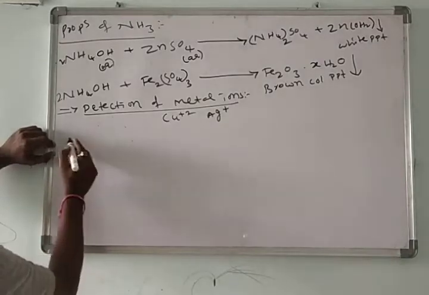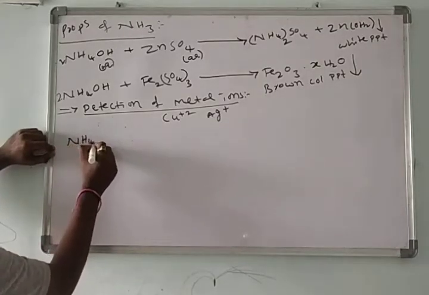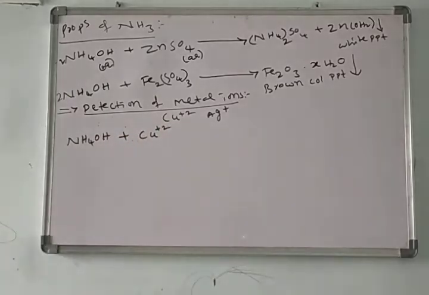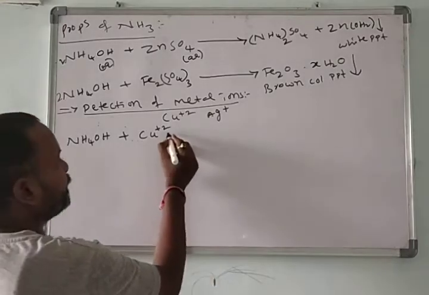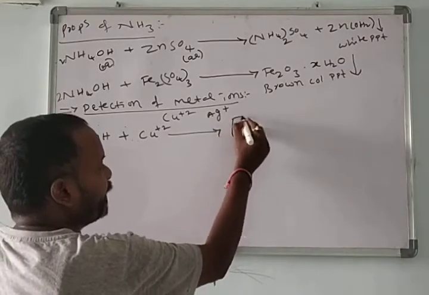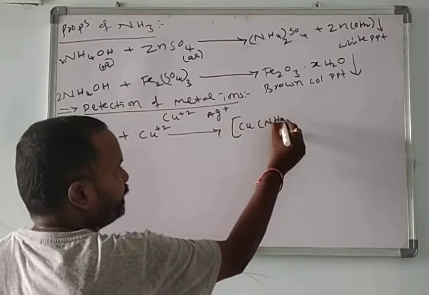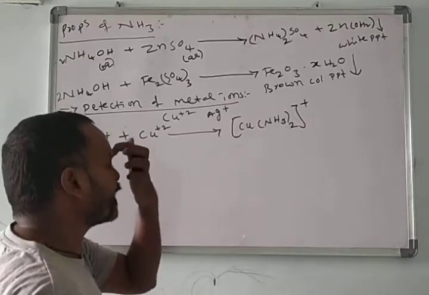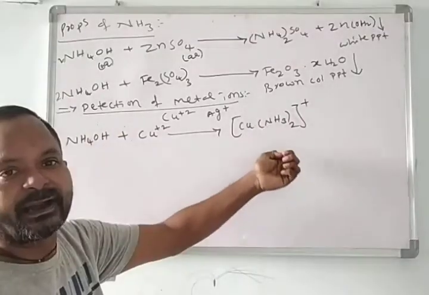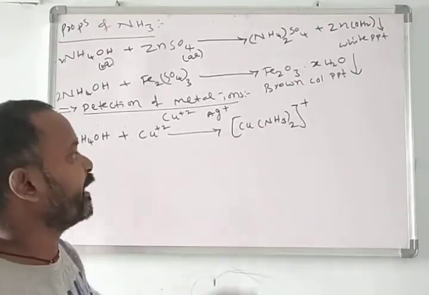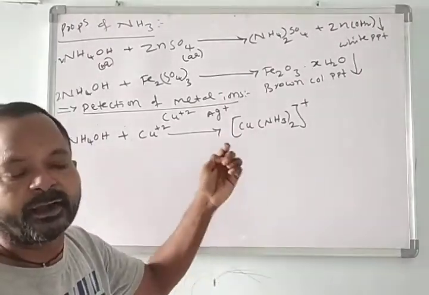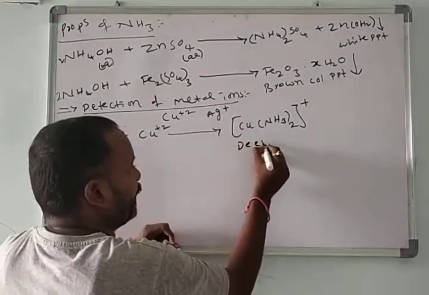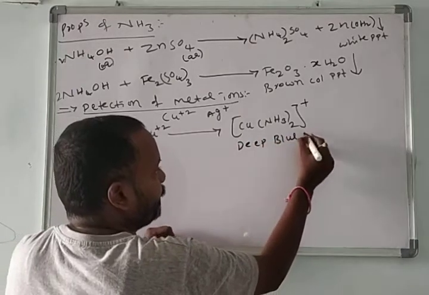What happened here? When ammonium hydroxide reacts with copper 2+, what happens here? Here we'll get the copper amine complex. This is the copper amine complex, or diamine copper complex. It is a deep blue color complex.